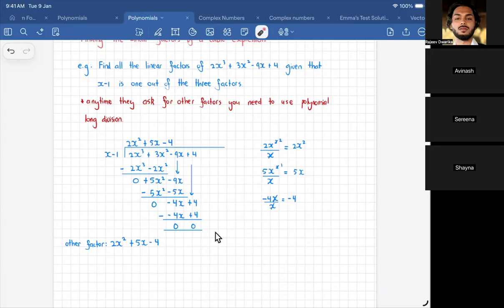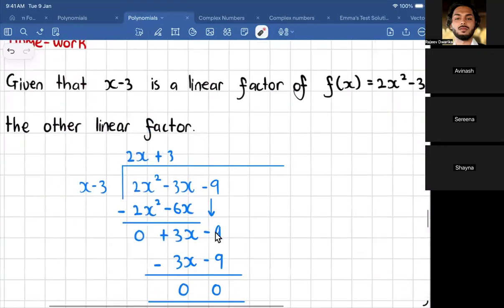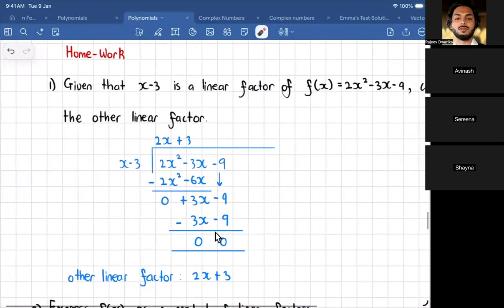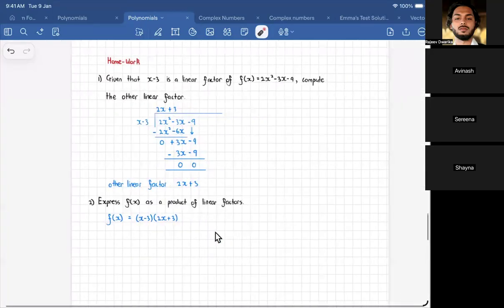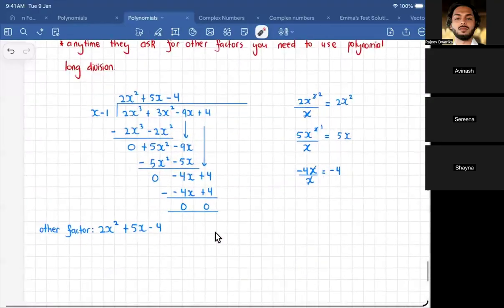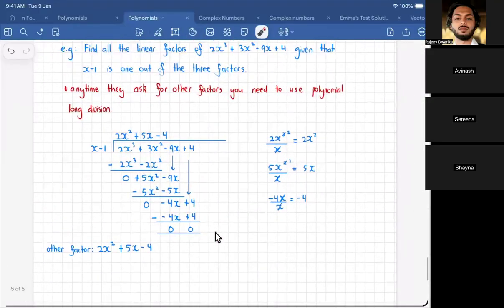You know how to do it? Watch. If I asked you here, what would I have to multiply to get back 2x squared minus 3x minus 9? What would you tell me? Well, this would be the x minus 3 by the 2x plus 3. It's the same thing here, the same exact concept. So what would I have to multiply to get back this?